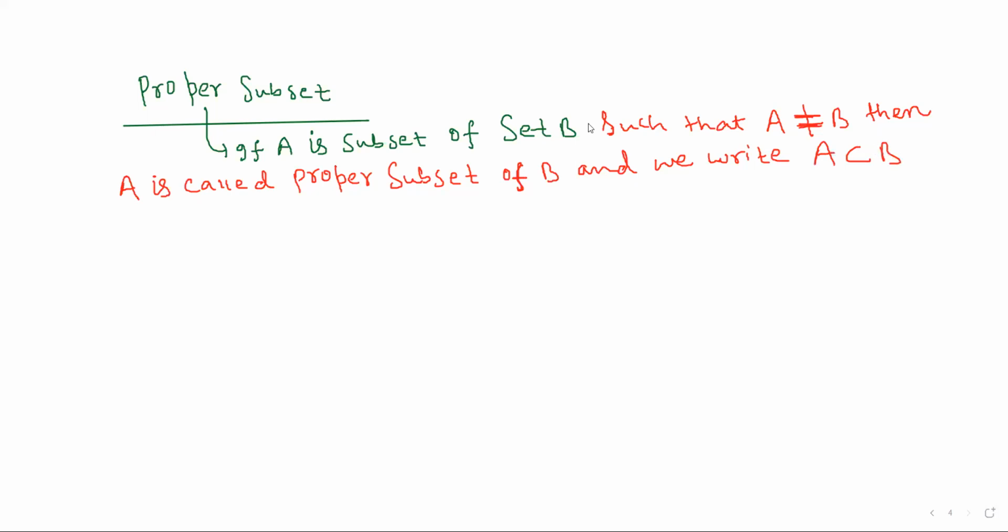That's a simple thing: all the elements of A are present in B, and we should have at least one extra element. So we can say that A is the proper subset of B. It means all the elements of A are present in B, but B has some more extra elements in comparison to A. Okay.